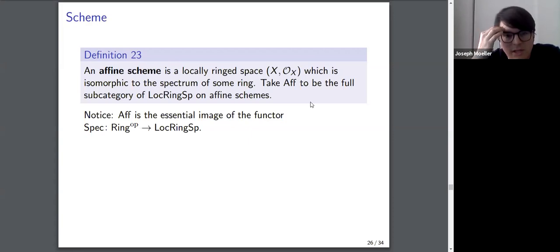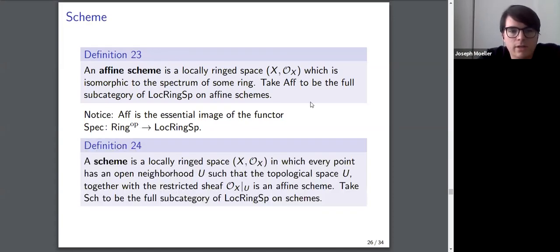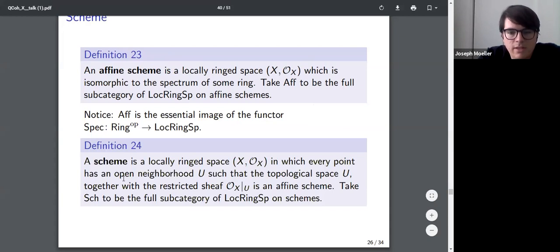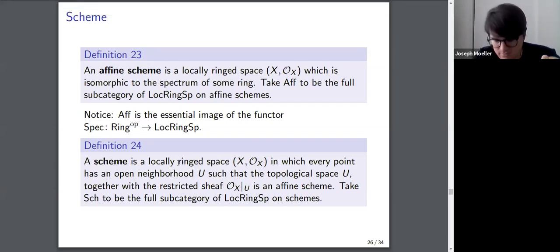So I said it's the essential image of this functor. But we can get rid of the word affine. We say a locally ringed space is a scheme if you take any point, there is some neighborhood of it that when you restrict the sheaf to that subspace, you get an affine scheme. So you'll get a sheaf of rings when you restrict, and if it happens to be one of these that I called an affine scheme, meaning specifically it's isomorphic to some spectrum. Sorry, my sentence is going on too long. Locally, a scheme is one of these locally ringed spaces: you take a point, a neighborhood of that, you restrict the sheaf to that subspace, and it'll be an affine scheme.